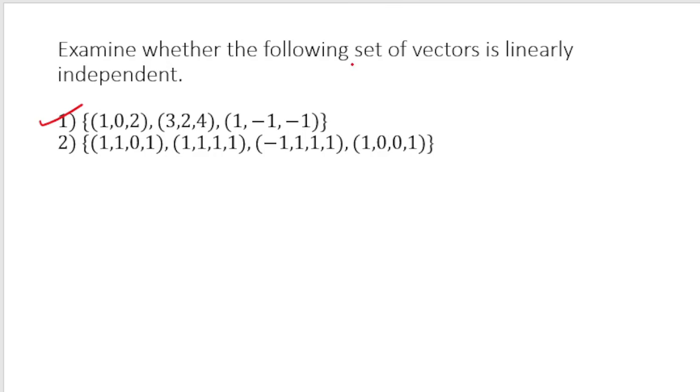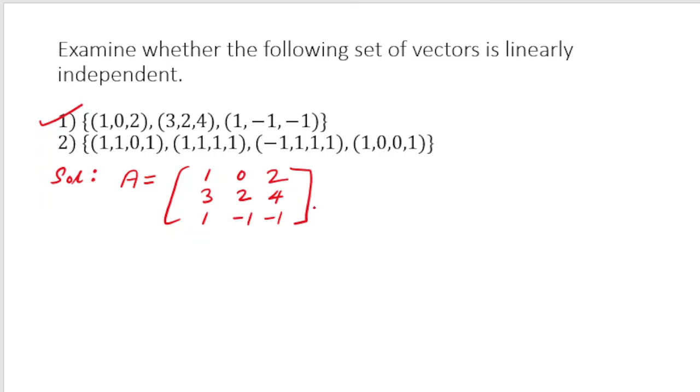Now let us solve this problem. Examine whether the following set of vectors is linearly independent. As I explained, if you have not understood in the previous slide, you will understand here what I am going to do. I am going to form a matrix A by placing these three vectors. In the first row I place the first vector, that is 1, 0, 2. In the second row I place the second vector, that is 3, 2 and 4. In the third row we place 1, -1 and -1.